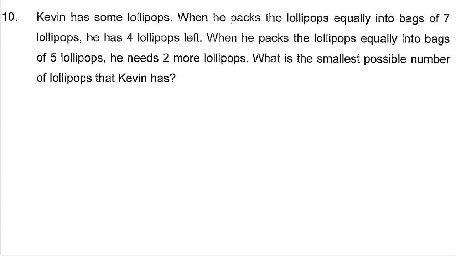Now question number 10 sounds very familiar, isn't it? This question has been appearing in your primary 4 exams repeatedly. Those who are very familiar with it will know that this is a test of your common multiples. They gave you 2 scenarios. If you pack by 7, so I will need my 7 multiples, you will have 4 lollipops left. But if you pack into 5, so now I want my multiples of 5, then you will need 2 more lollipops.